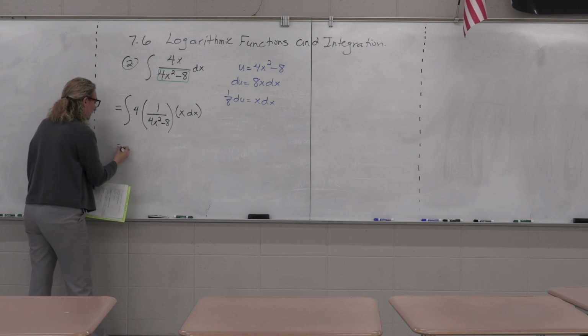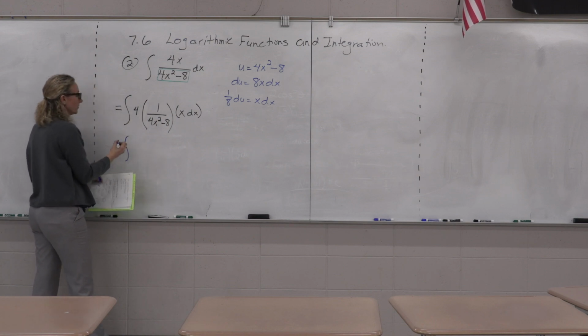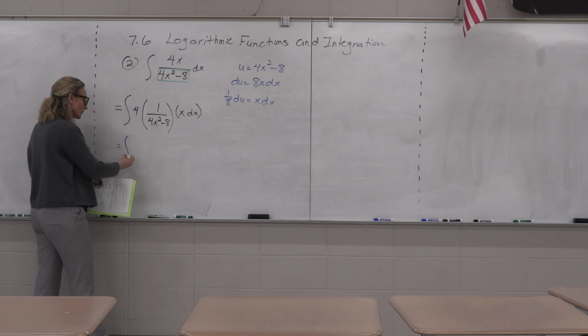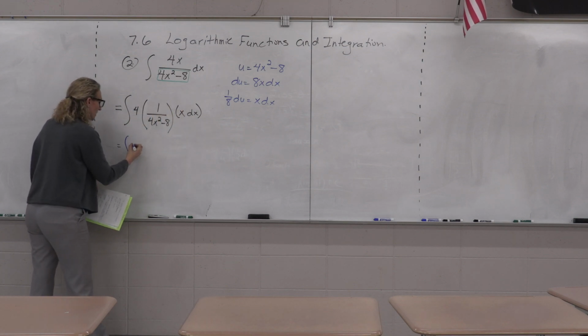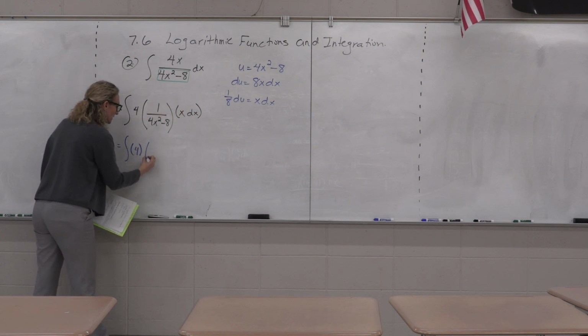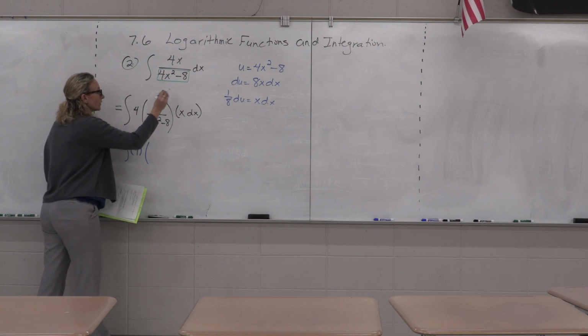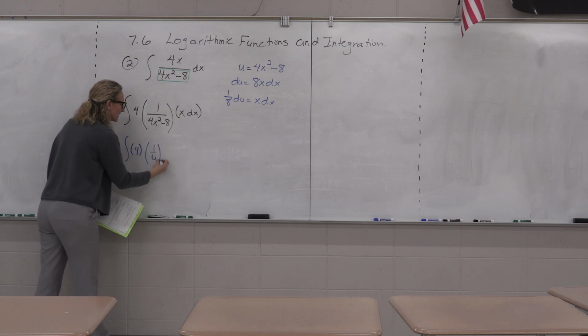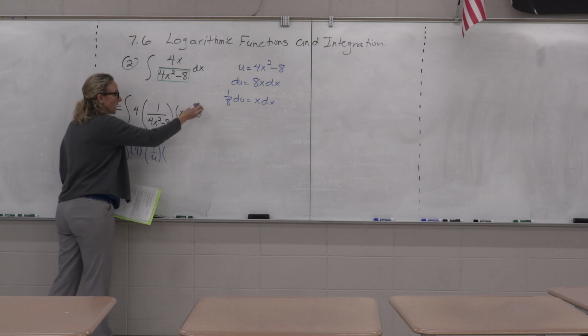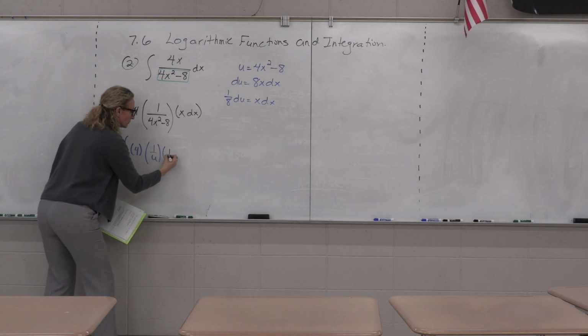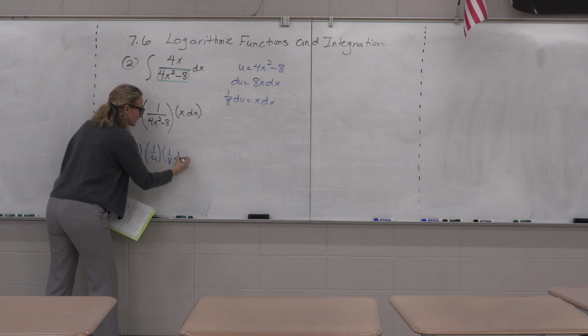Okay, so now equals, here's the change in variable, the integral. Remember, every time we're still integral, still dx, good math writing. So 4 times 1 over u times x dx. Right there for my substitution, that's 1/8 du.